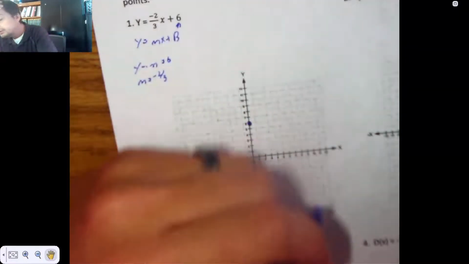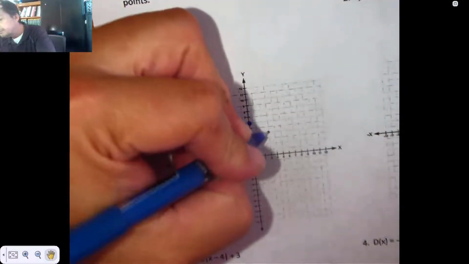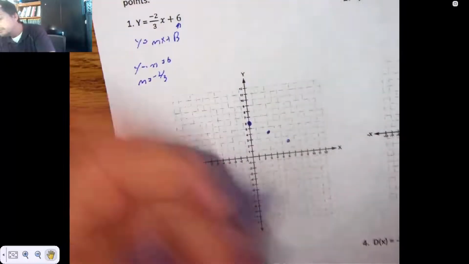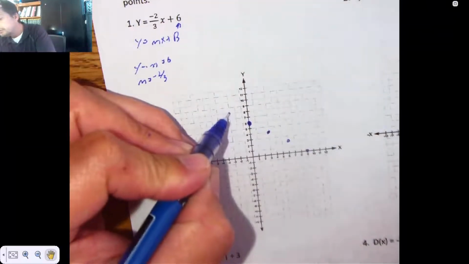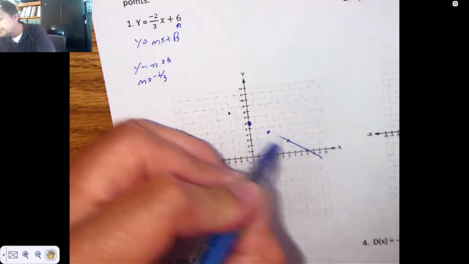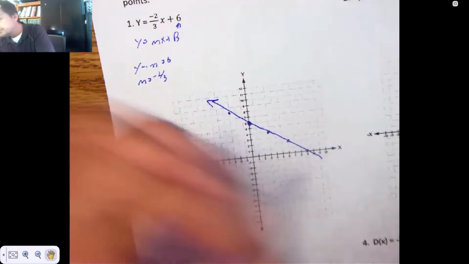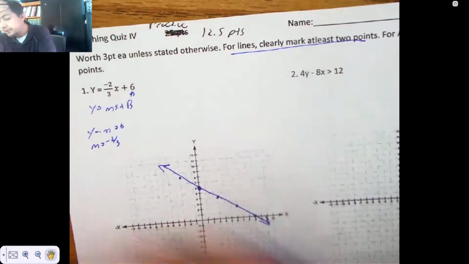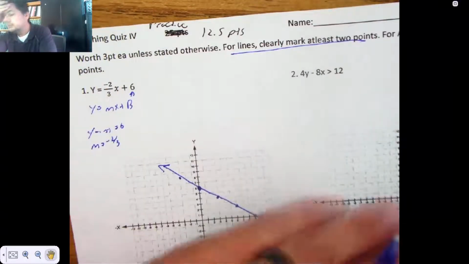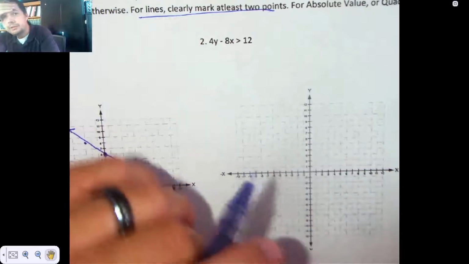I don't know why you kids miss that, but you do. So fall 2, run 3, fall 2, run 3, and so forth. The more points you get, the straighter your line will get. What matters is 2. Notice up top it says for lines, clearly mark at least 2 points. For the absolute value of quadratics, 3 or more. 3 clear?